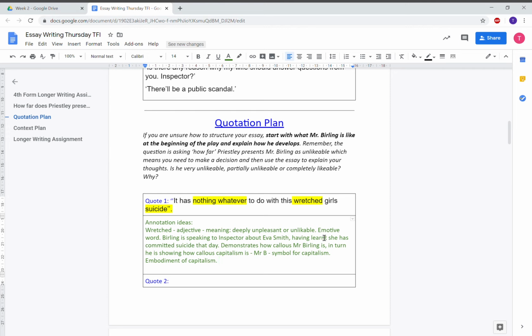Because he felt that that was inherently quite callous and quite uncaring and uncooperative, he makes Mr. Birling say these awful things, okay? Because it's almost as though if you could take the idea of capitalism and turn it into a person, that's what Mr. Birling is supposed to be, okay? So what do we have so far?